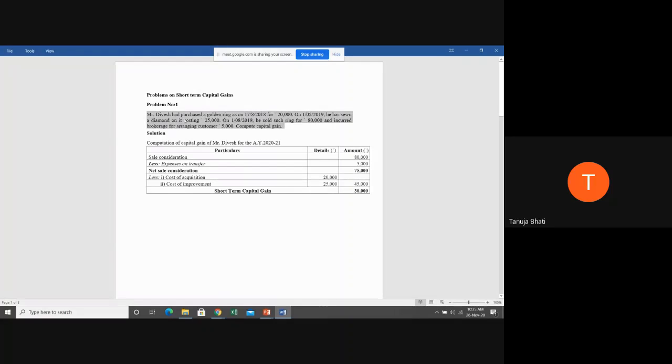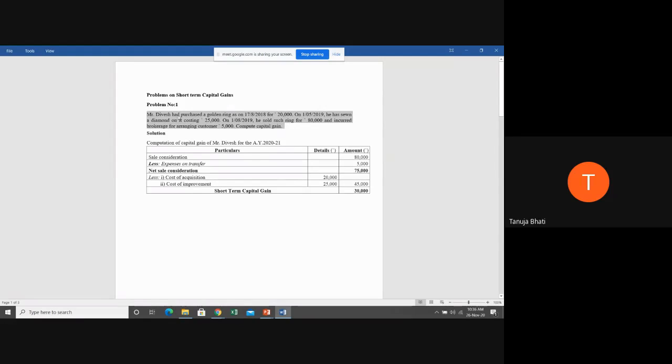Now, Mr. Divesh had purchased a golden ring on 17 August 2018 for 20,000. On 1st May 2019, he had a diamond set on it costing 25,000. On 1/8/2019, he sold the ring for 80,000 and incurred brokerage of 5,000 for arranging a customer. Compute capital gain. Based on today's explanation, students, I'll just explain this problem.